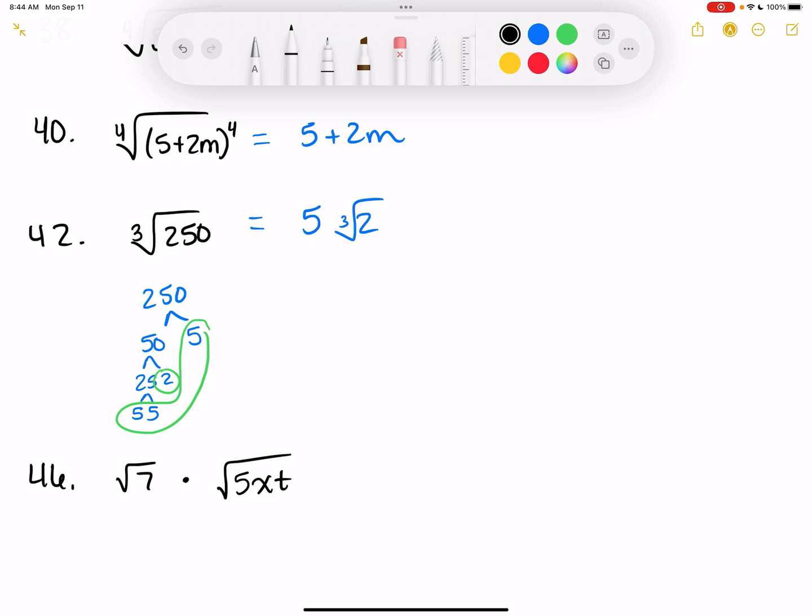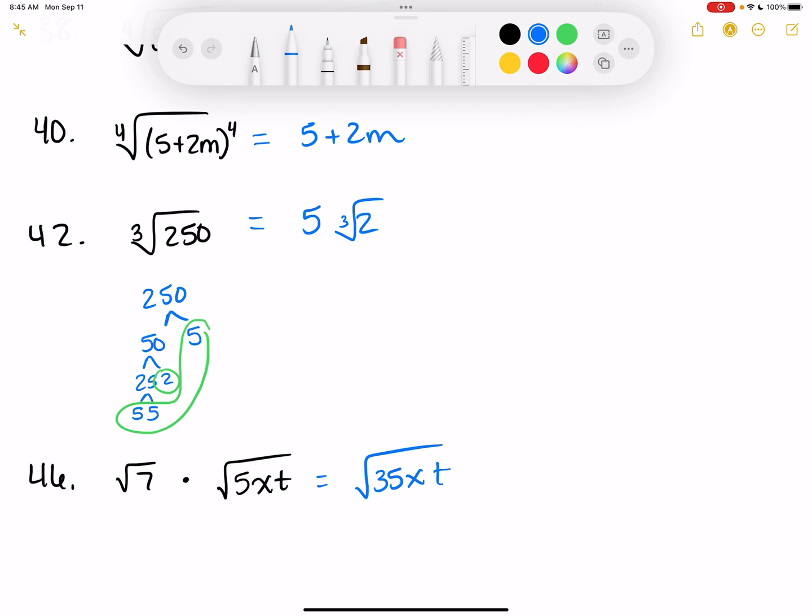Okay. So then, do you remember what happens if I multiply two radicals that are like the same radical? It's not like one's the cube root, one's the fourth root. These are both the same. Do you remember what the rule is for that? All right, so if we have two radicals that both have the same root, so these are both square roots, we can multiply them together, the stuff that's inside of them. So this would give us the square root of 35xt.